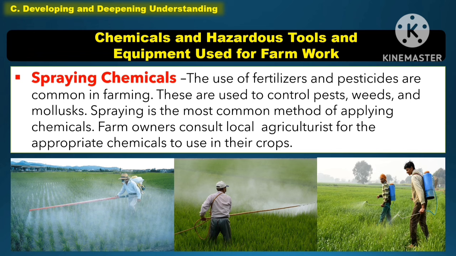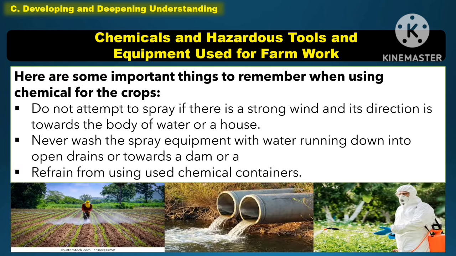Chemicals and hazardous tools and equipment used for farm works. For spraying chemicals, the use of fertilizers and pesticides are common in farming. These are used to control the pests, weeds, and molluscs. Spraying is the most common method of applying chemicals. Farm owners consult local agriculturists for the appropriate chemicals to use in their crops.